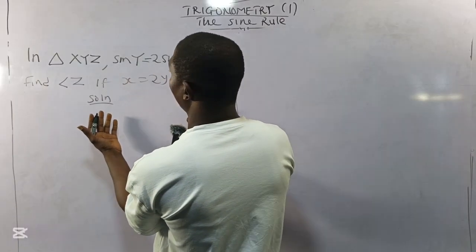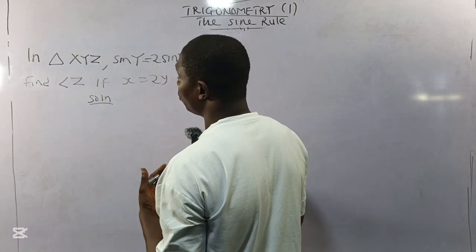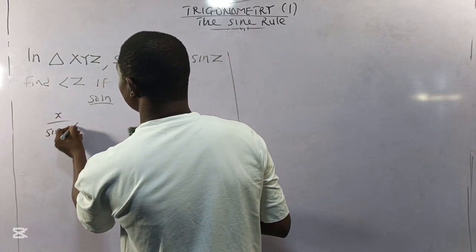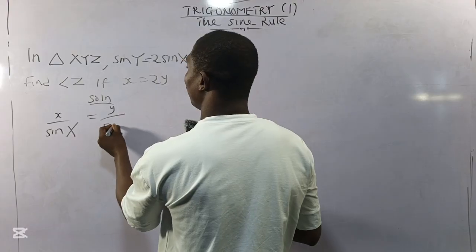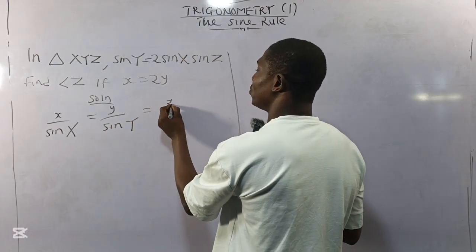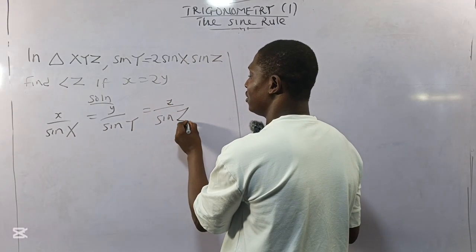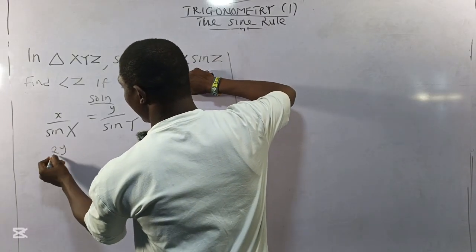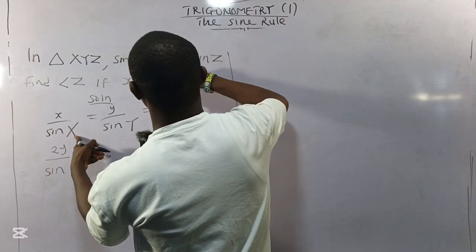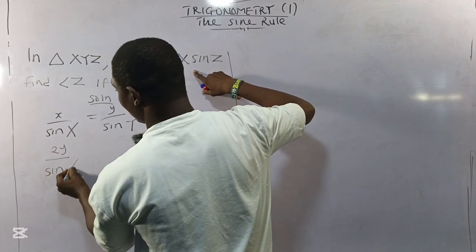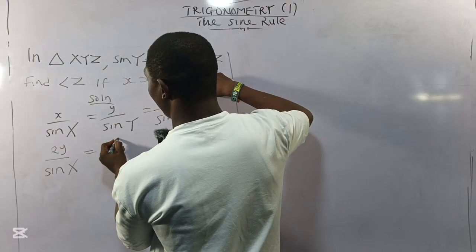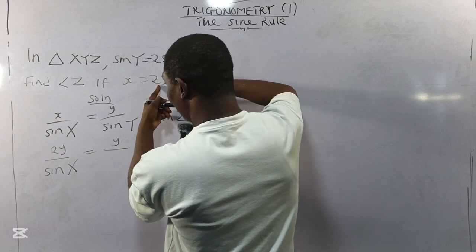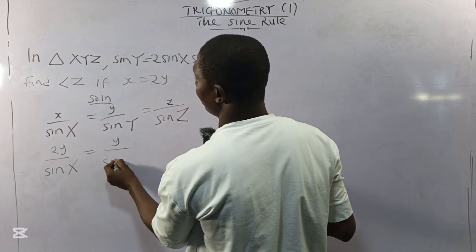Since there's no special angle, I don't think we require a diagram. So let's just say x over sine X equals y over sine Y equals z over sine Z. They said x is equal to 2y. So let me put my 2y here all over sine X. Sine x was not given as a relationship here, so it remains. My y remains y, since I've put 2y in place of x.